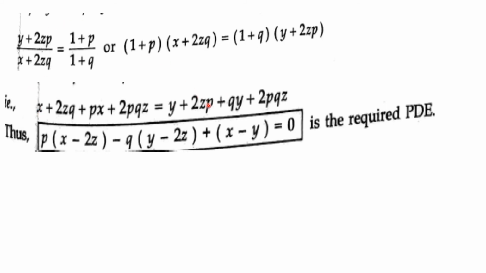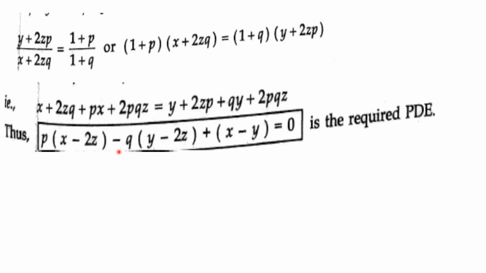Bring 2zp and qy to the LHS. Club the p terms together and club the q terms together. So you get p into x minus 2z from this and this term. P, if you take as a common term between these two, what will remain inside the bracket is x minus 2z. Between the second and the last but one term, if you take q as a common term, 2z minus y will remain inside the bracket.